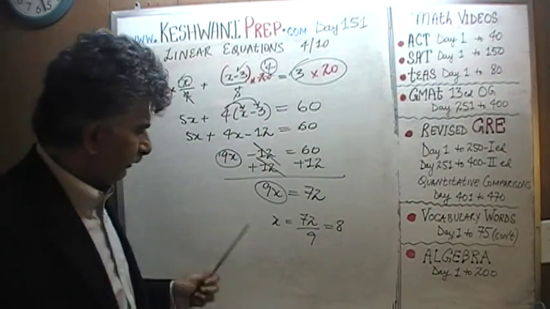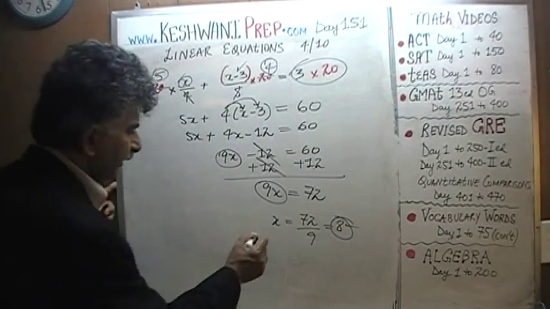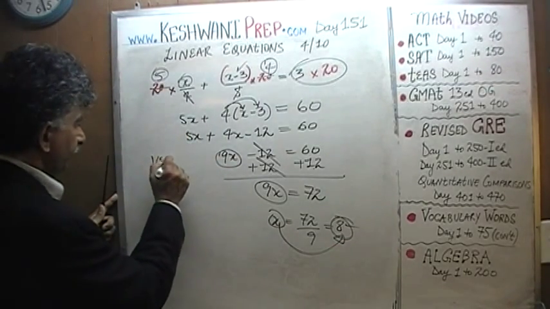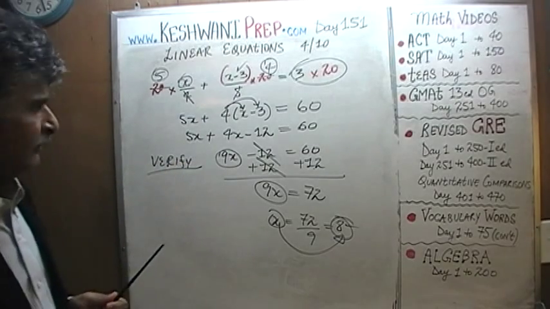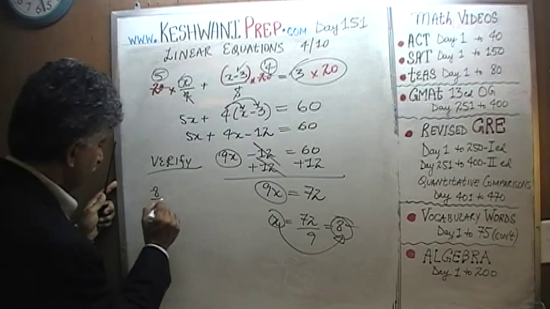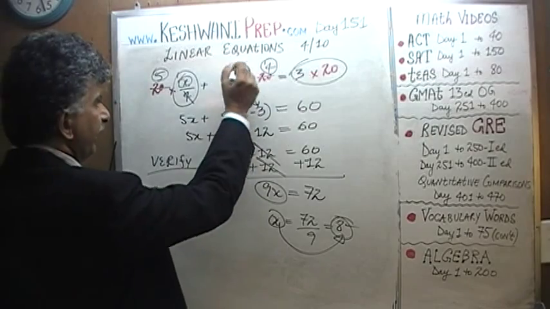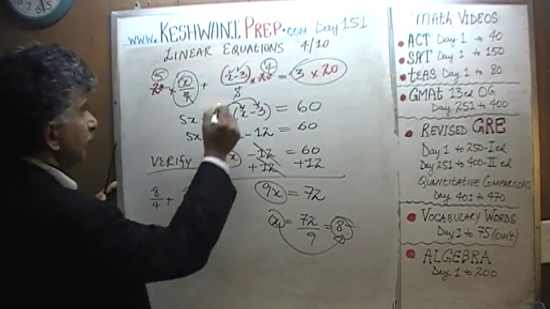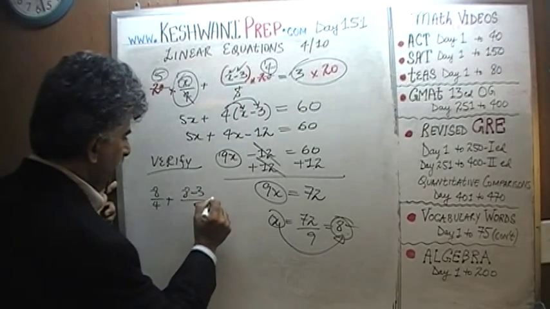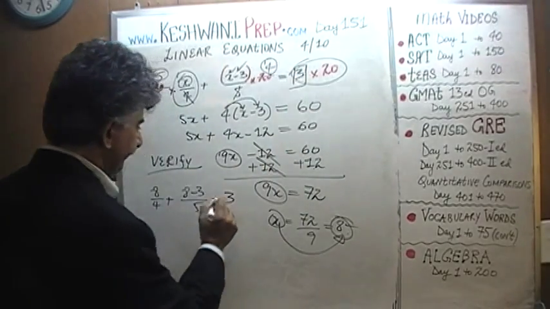Let's verify it very quickly. It's always a good idea to verify your answer. We are claiming that x equals 8, and we need to verify that. It only takes a few seconds. So here we had x over 4, so that's 8 over 4, plus x minus 3 over 5, so it's 8 minus 3 over 5, and we're claiming that has to equal 3. Let's see if it does.